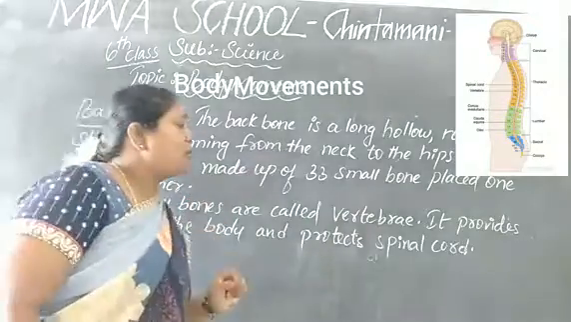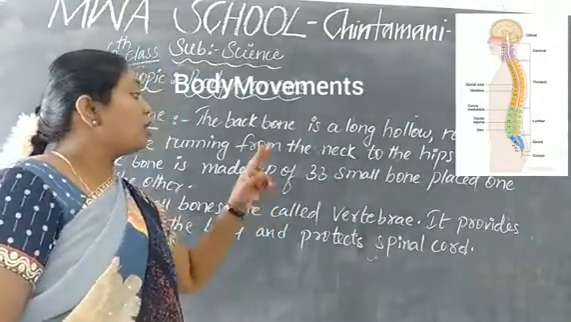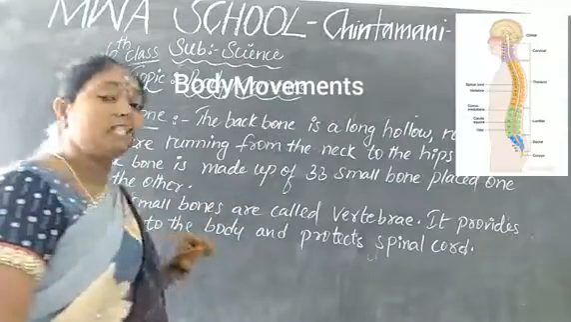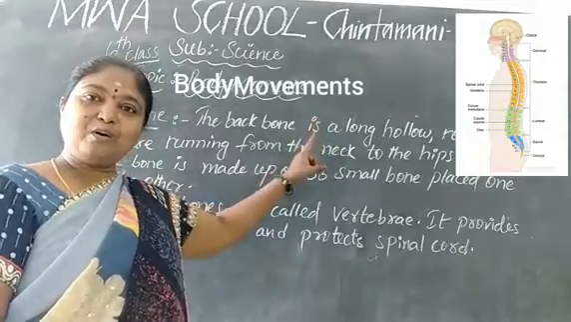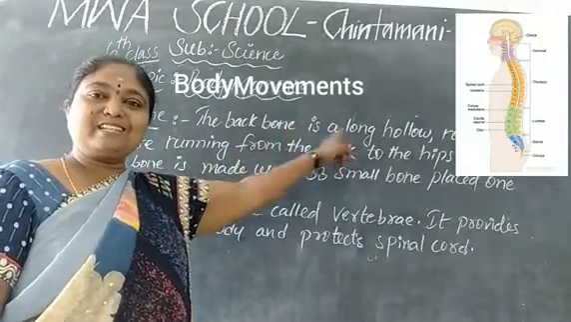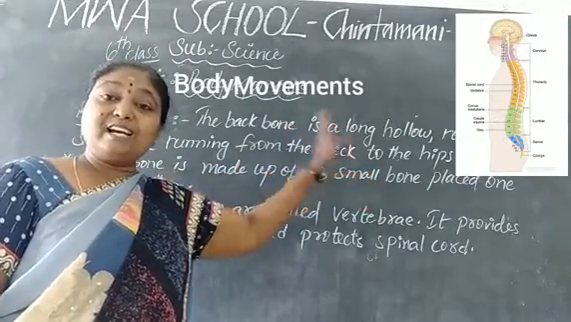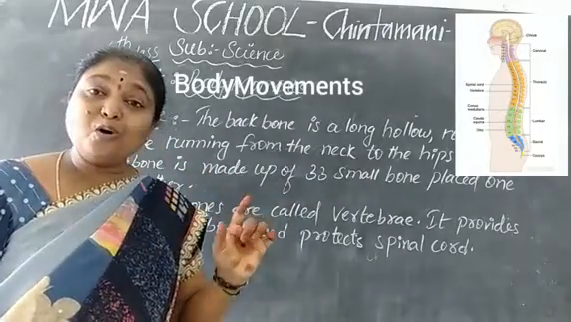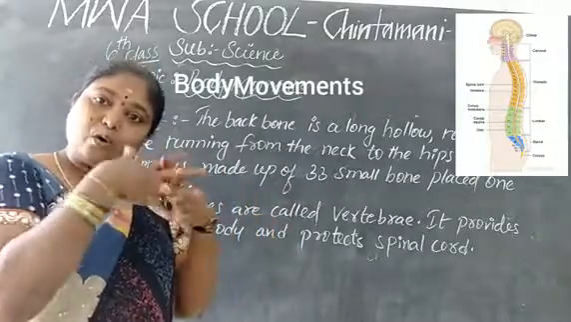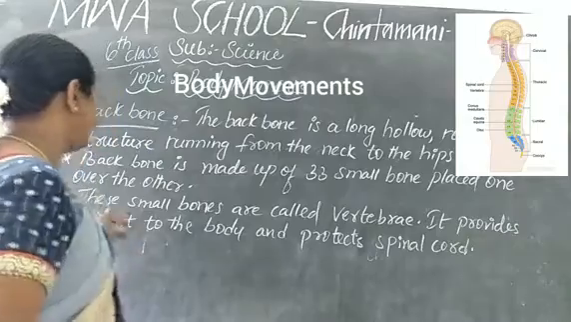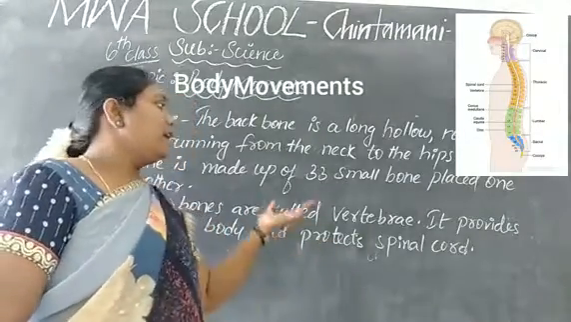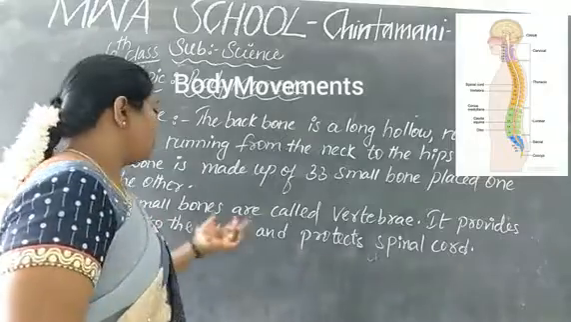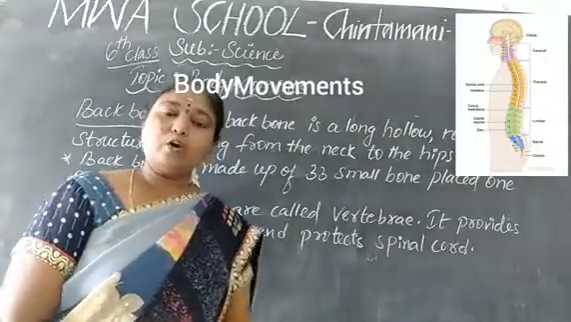The backbone is made up of 32 small bones placed one over the other. How many, children? 32. Can you count? Yes, slowly count it. You can note down the 32 small bones placed one on the other. These small bones are called vertebrae. They provide support to the body and protect the spinal cord.